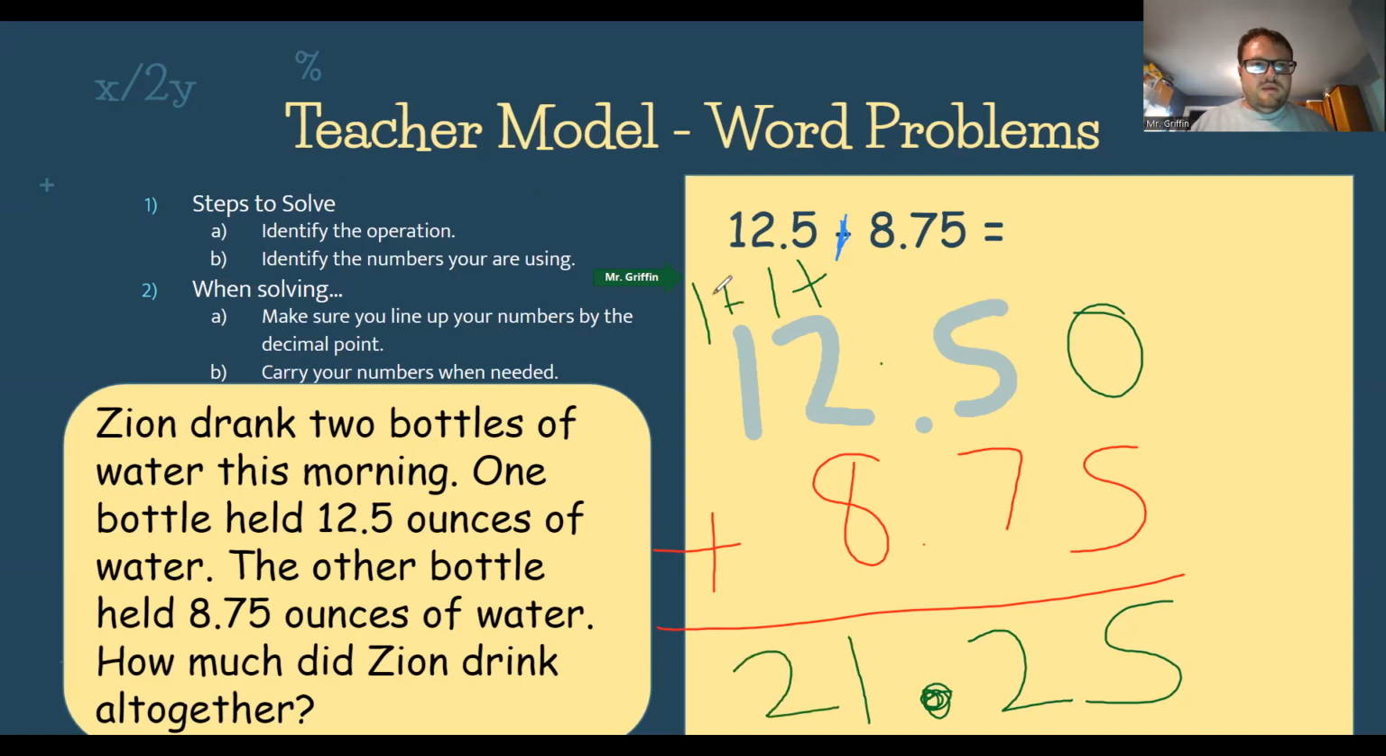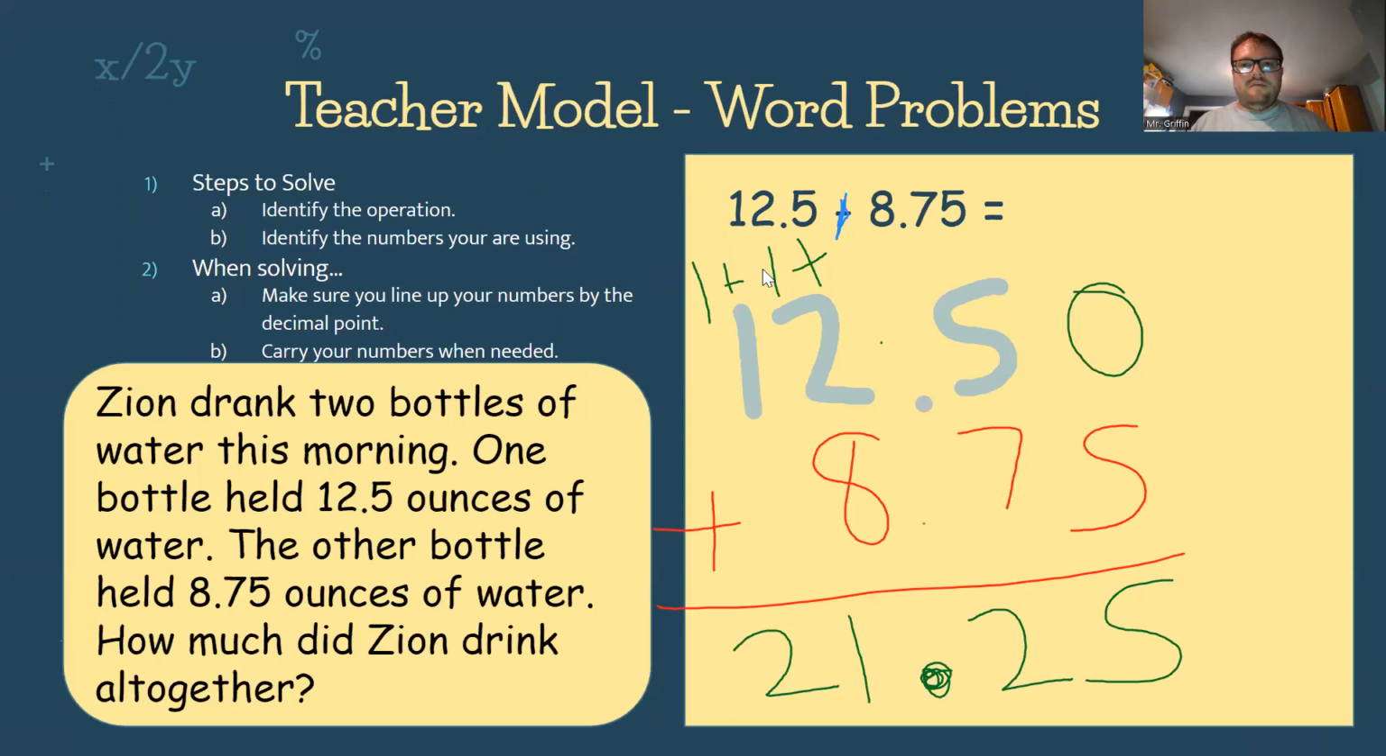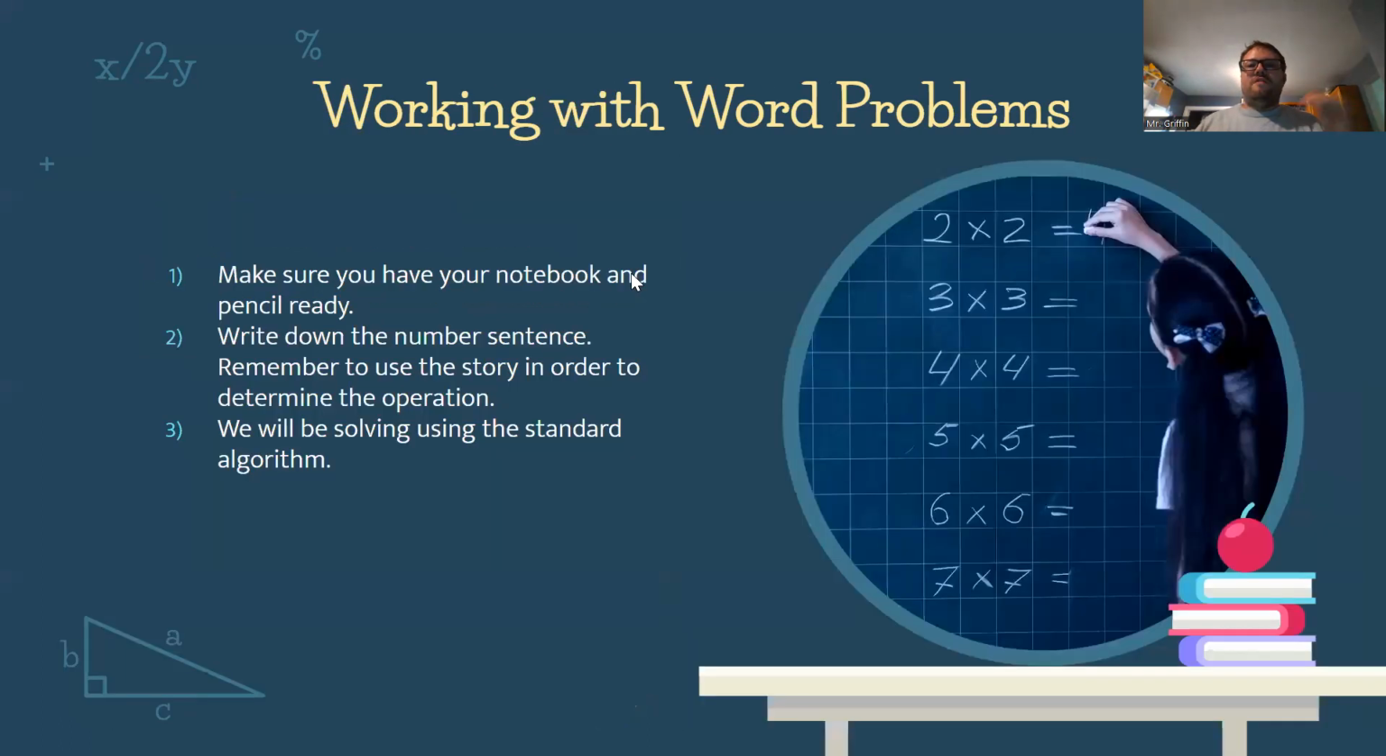So Zion drank 21 and 25/100. Let's see if it revealed the answer, and it does not. Okay, so that's our final answer. All right, I'm going to clear my board. All right, so just make sure you're following along.